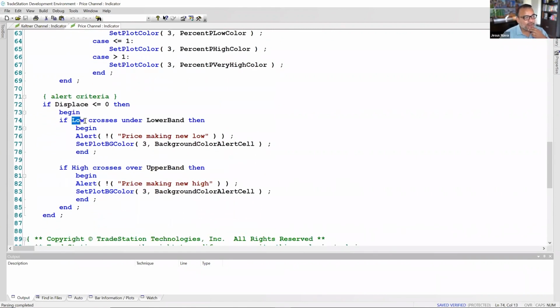And you can see if the low crosses under the lower band or the high crosses over the upper band. So yeah, a clear breakout. So price activity is within the channel. This is the price channel, and we're looking for that breakout.